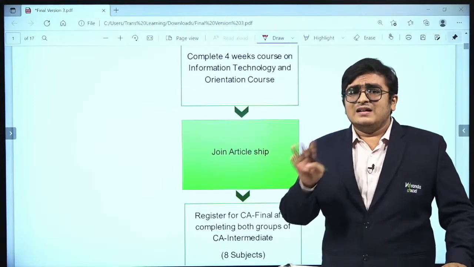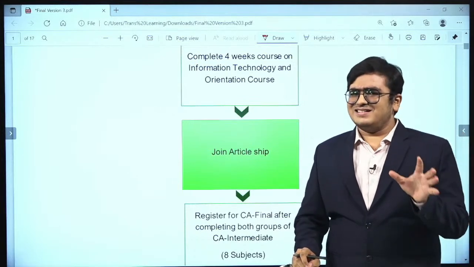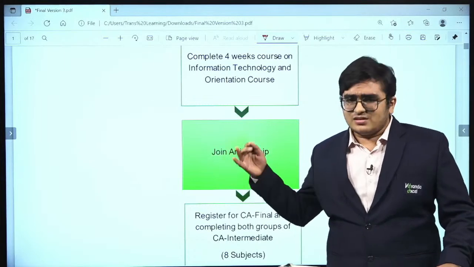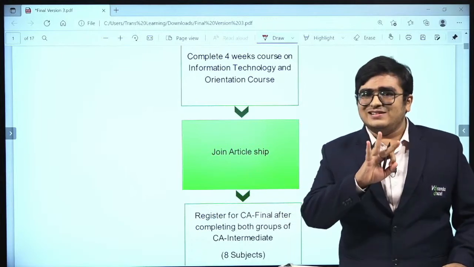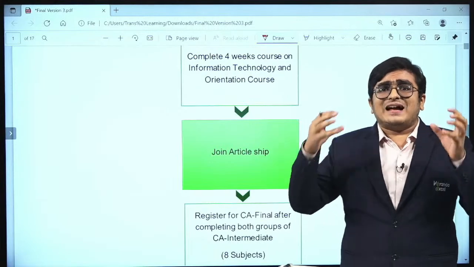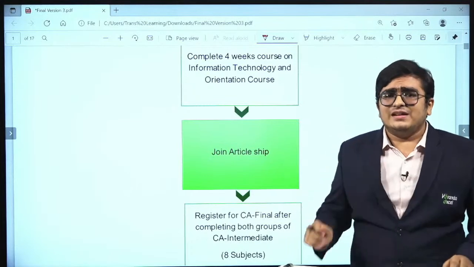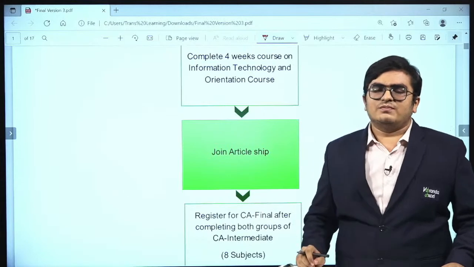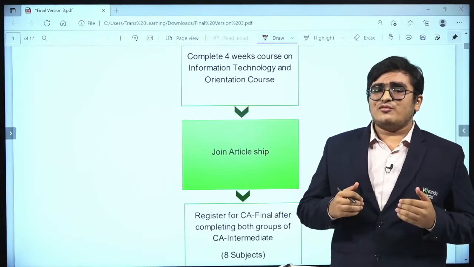Once you complete these 4-week courses, you have to join your articleship. Now, what exactly is articleship? Articleship is nothing but you have to get registered under a CA and work under him for a period of 3 years. There you will get to learn a lot of practical aspects. You would have studied a lot in your foundation and your intermediate, but how to apply the same you will learn in articleship. So articleship is not exactly an employment, it's more of a training.